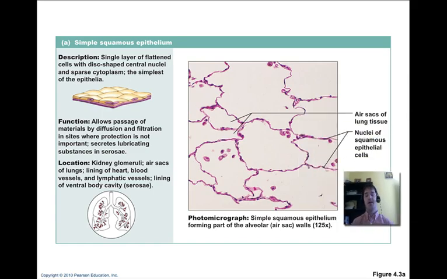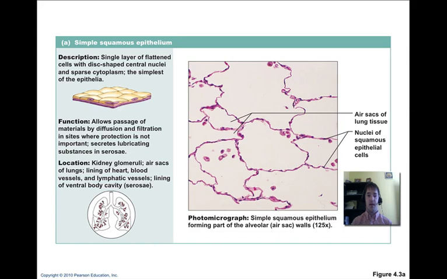So simple squamous epithelium, our picture here is of a slice of an air sac of the lung, and this is basically a slice if you're looking at your lung, it's a slice this way, and what you can see is these sacs are cut in half, or they're cut vertically, so that you can see there's just one layer of cells right here, just one layer of cells between each sac.